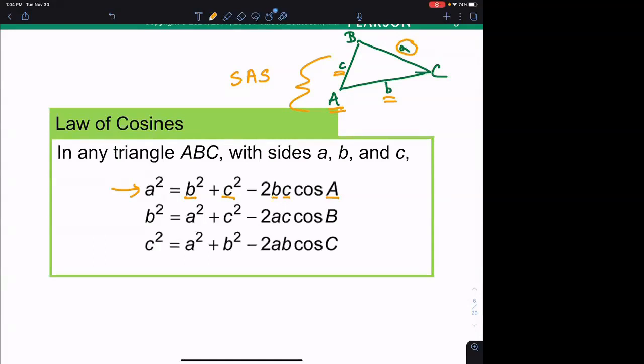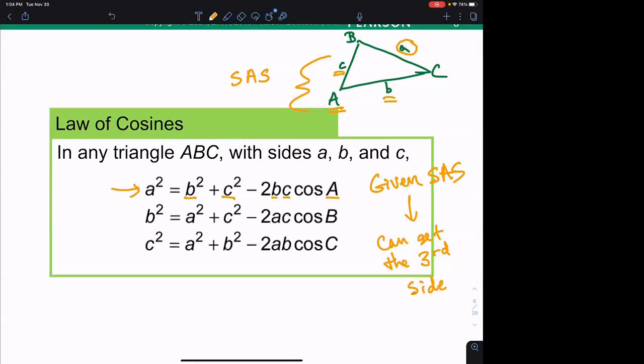So what these allow you to do is, given side, angle, side of any triangle, you can get the third side. So that's what the law of cosines allows us to do.